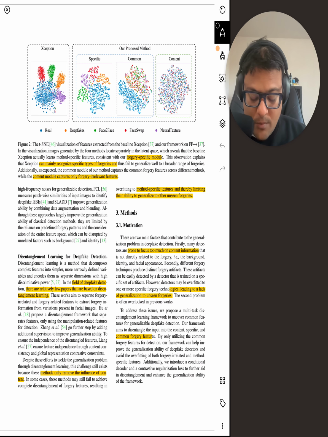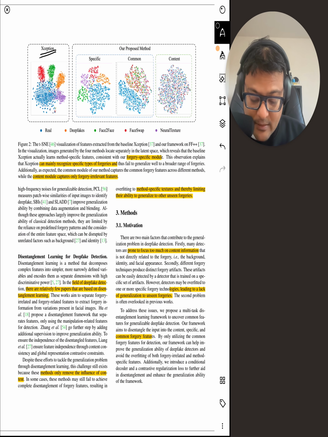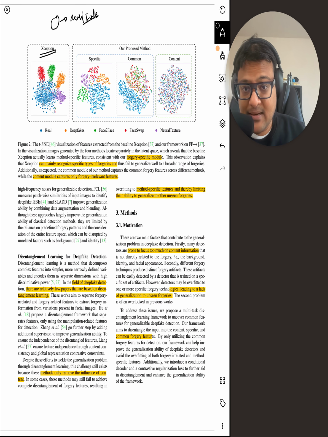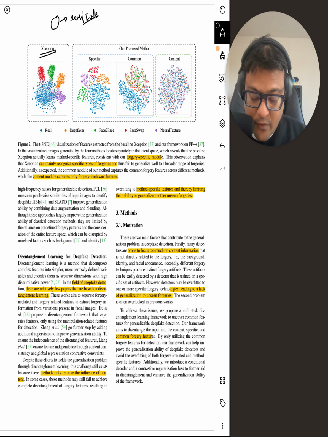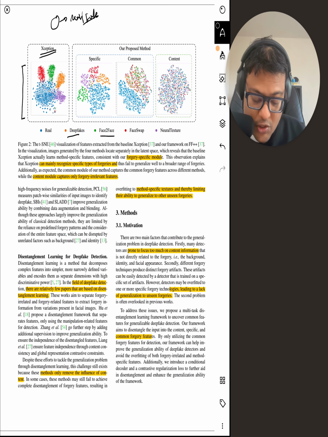Okay, so this is a cool plot which the authors made, and what this is showing is that if you take an Xception architecture, which is a type of CNN architecture, and you train it just to predict real or fake images, then for the testing set, if you predict the features and perform a t-SNE clustering on top of them, you will observe that these features are clustered according to the different methods which were used during the forgery.